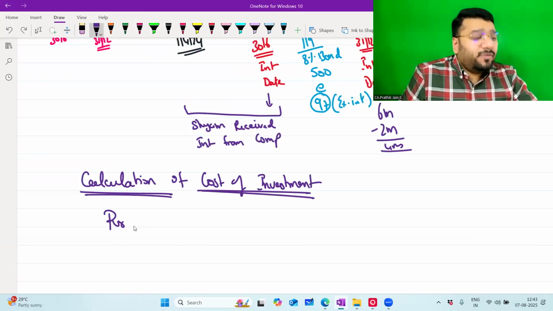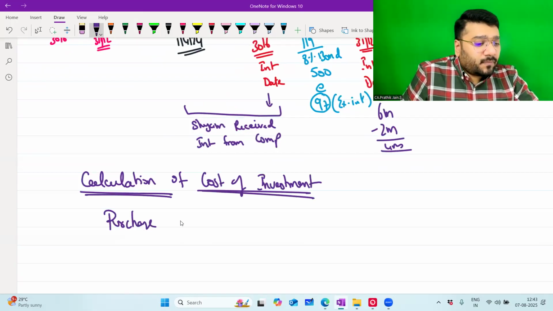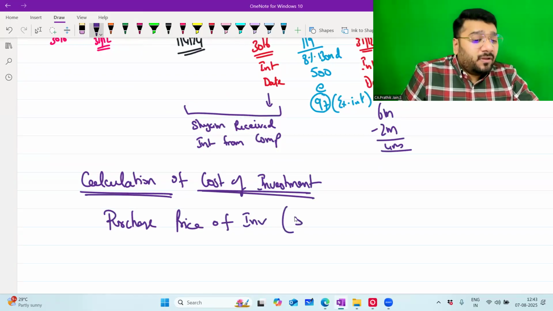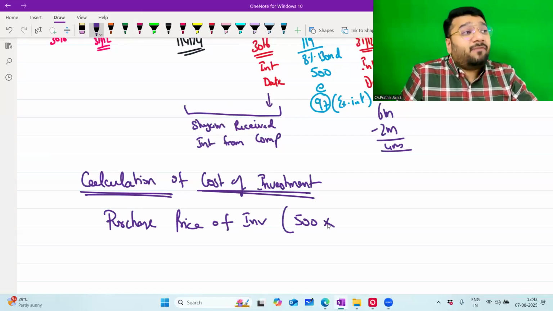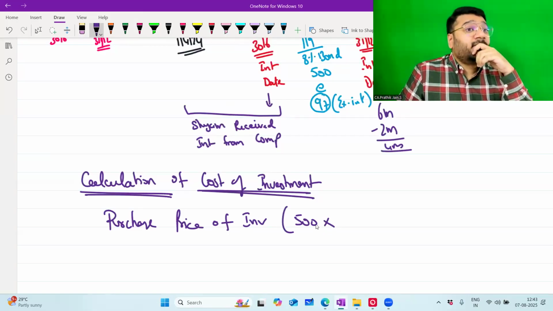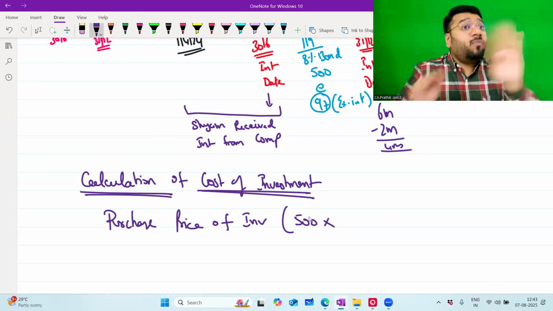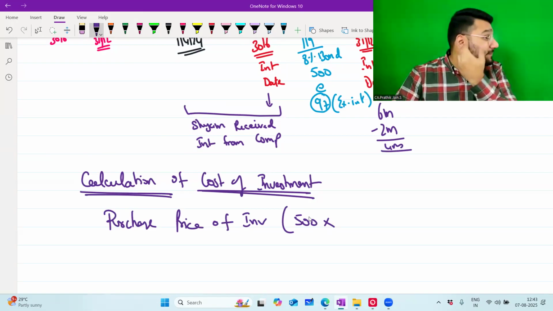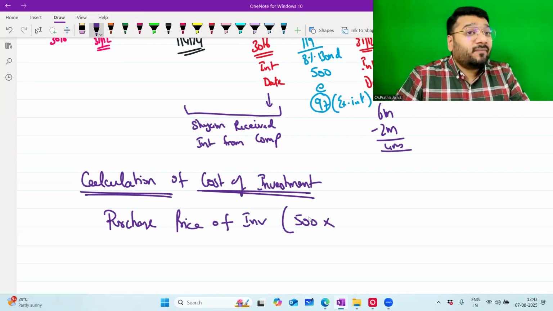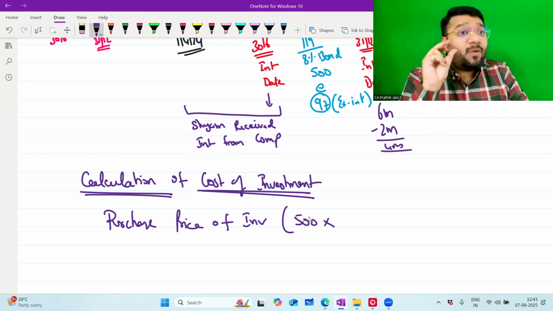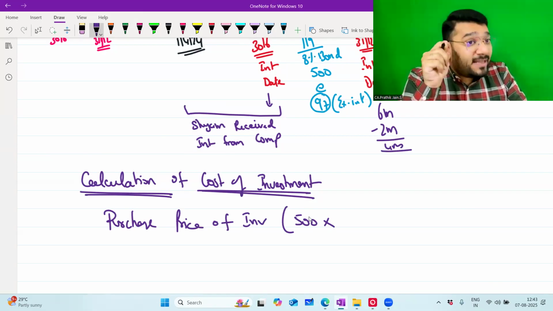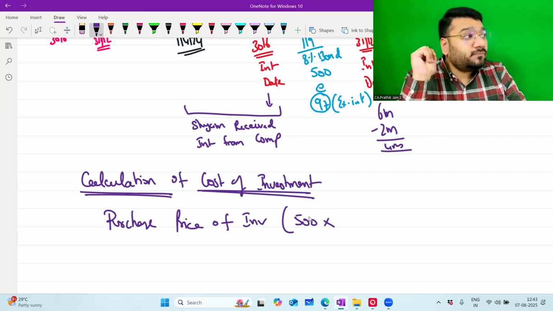Purchase price or purchase value of investment. How many bonds are you buying? 500. What is the price that you paid for buying the bond? When I say price, I always mean excluding interest. In this question, we're doing the ex-interest concept. It means I want to know the value that the broker has finalized between you and the party. You and the party. How much?